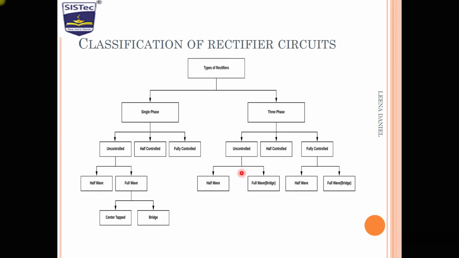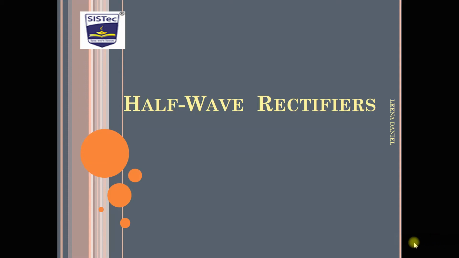Uncontrolled are again half wave and full wave. Fully controlled can also be half wave and full wave. So these are the classifications of rectifier circuits, a few of which we will discuss in this lecture. First, we will see half wave rectifiers.